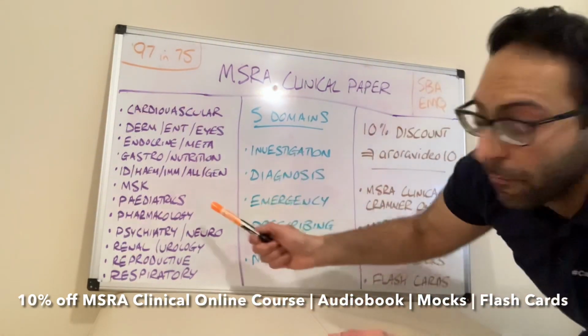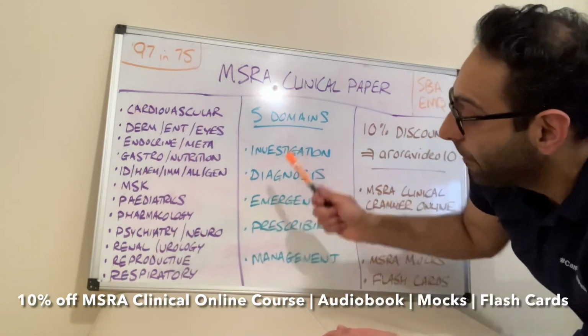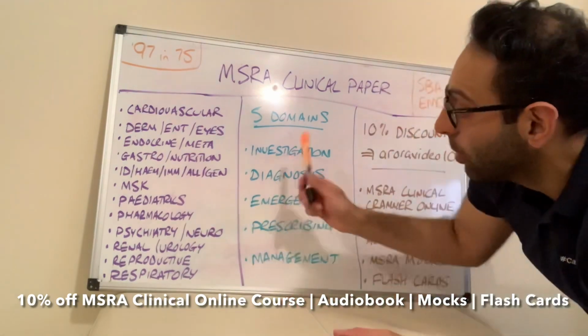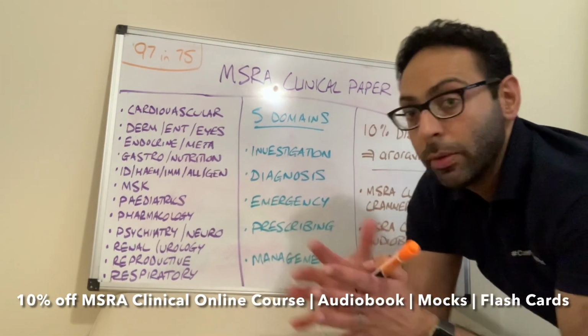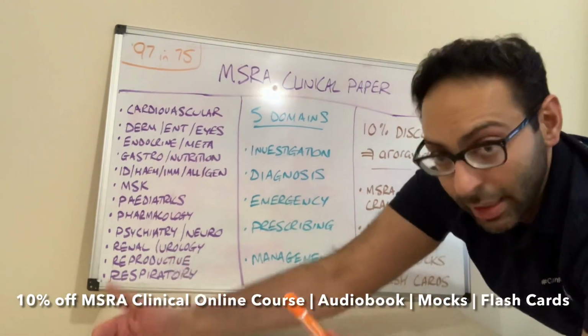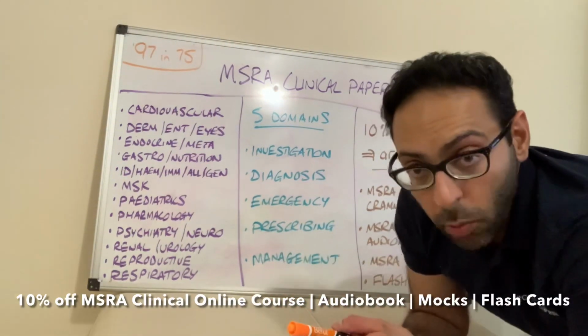5 key domains. So from these 12 different clinical areas, or more than 12, I should say, there are 5 possible areas that can be tested in this paper. Number 1, investigation. So what kind of test might you arrange to try and get closer to a diagnosis, for example? Diagnosis itself, so what is the most likely condition that you're going to get when you get a series of symptoms? Emergency management, so what to do there and then.